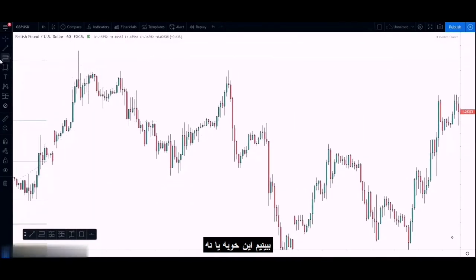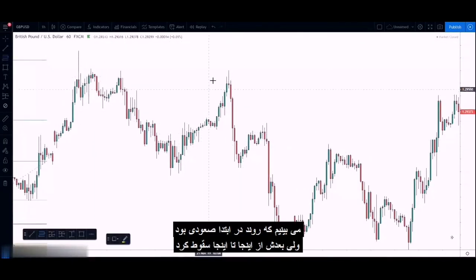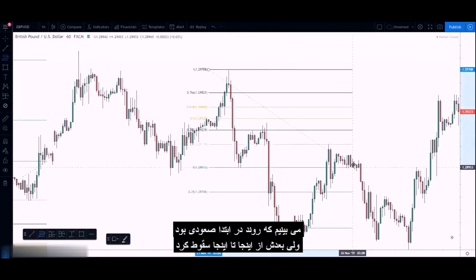Let's see if this is one right here. You can see market structure going up, and then it breaks down with a solid push from here to here.